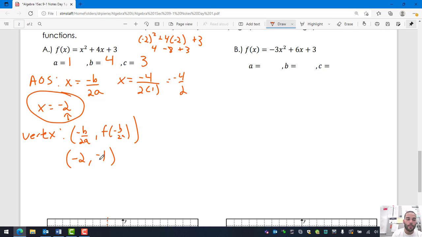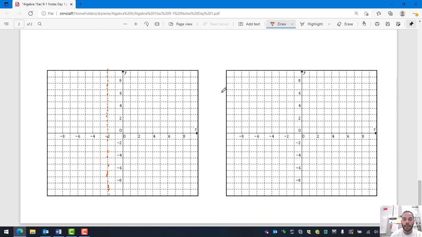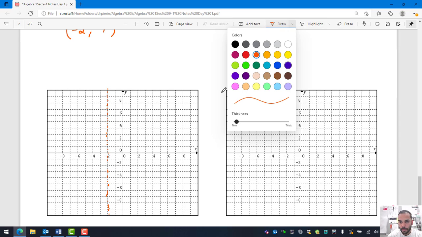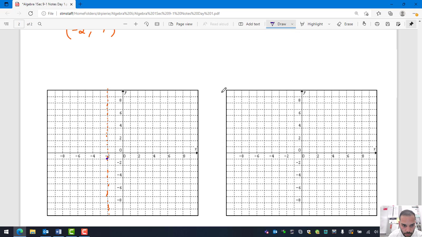So to recap, what did I do? To find the bottom of your smiley, I know it's a smiley because A is positive, my x coordinate is whatever number I got here, and my y coordinate is whatever number I got after I plugged this number into this equation. In this case, it's -2 comma -1. So I'm going to graph that point, and I'll change the color. -2 comma -1.